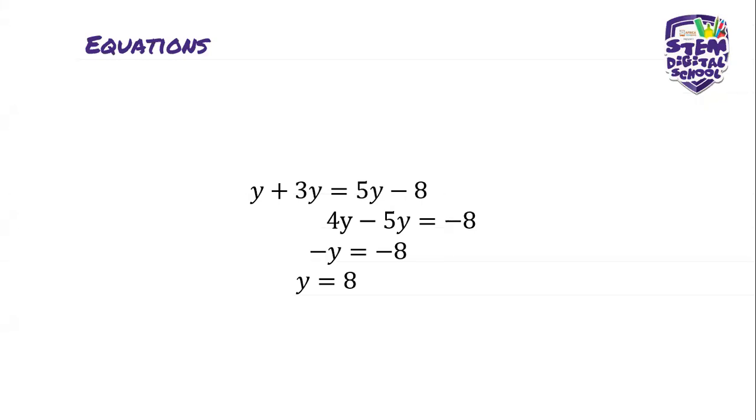So if the left-hand side is not equal to the right-hand side, then this means something is wrong. It means that you need to check your answer. Let's say, for instance, your answer was 1. If you substitute 1 there, of course, it will be 1 plus 3, which is 4. And on this side, you'll have 5 minus 8, which is negative 3. So the left-hand side will never balance with the right-hand side.